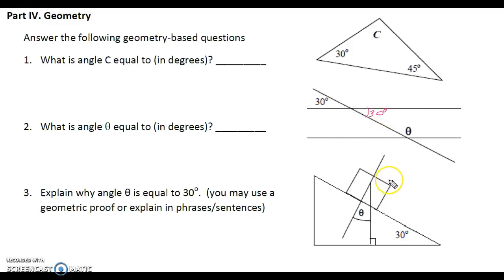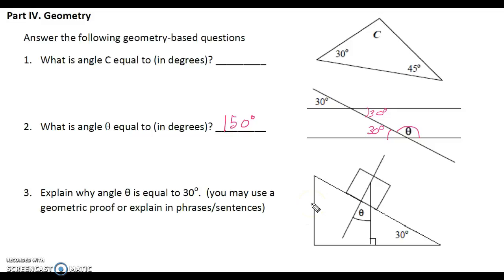And probably the most important rule is the one that follows. Right here we have alternate interior angles. The 30 degrees here must be equal to this 30 degrees here. And finally, the third one: if this is 30 and these are on a straight line, then they must add up. So 30 degrees and theta must add up to 180, meaning that theta is equal to 150 degrees. Now, let's look at number 3.